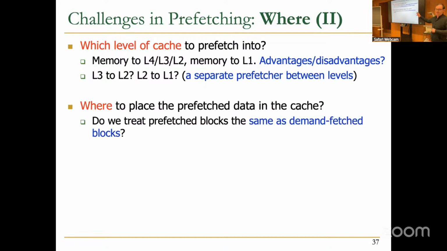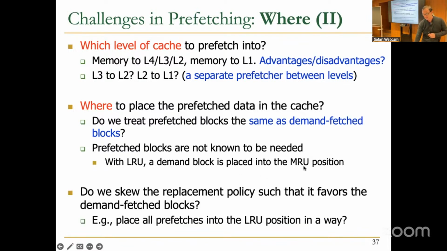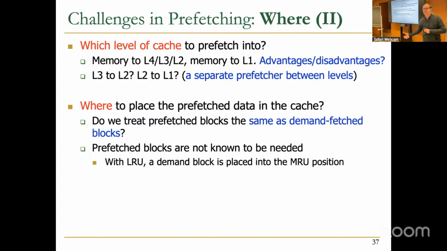Okay, and then there's where to place the prefetch data in the cache. We kind of talked about that briefly. Do we treat the prefetch blocks the same as demand fetch blocks? Bad idea in general, because prefetch accuracy may vary. So you may want to actually decide the priority of a block based on the prefetch accuracy, for example, or timeliness, or you could use multiple metrics. And prefetch blocks are not known to be needed. For example, with LRU, a demand block is placed into the MRU, most recently used, position. Is that a good idea? Even processors that use very simple policies like LRU don't place the prefetches into the MRU position when they bring the data.